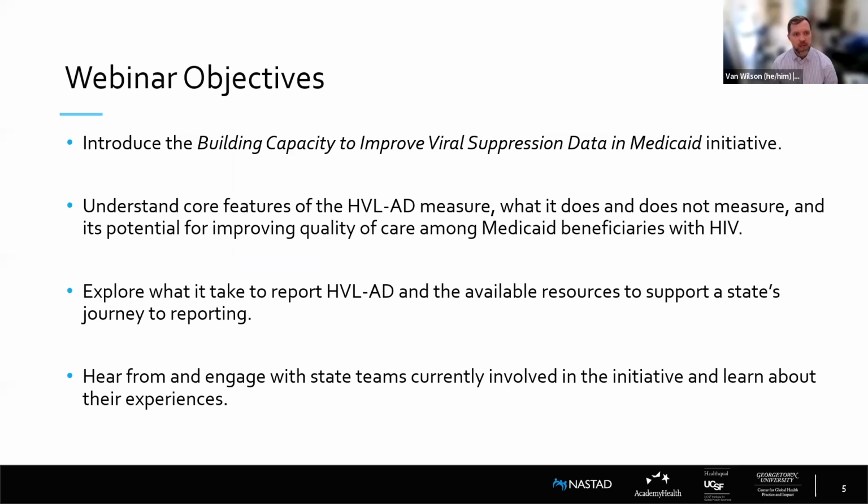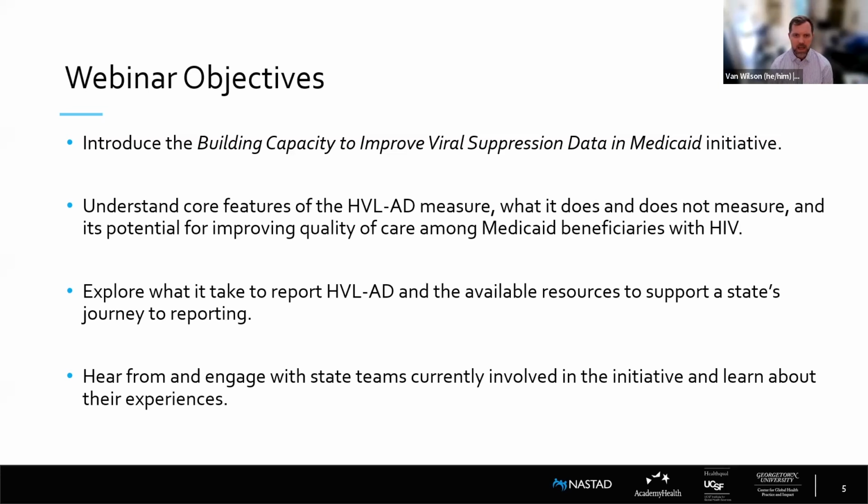So really quick, our objectives today. The biggest one is we're going to introduce our initiative, which HRSA has called Building Capacity to Improve Viral Suppression Data in Medicaid. We're going to understand the core features of the HIV viral load aggregate data measure. It is included in the Medicaid Adult Core Measure Set. We're going to learn what it does not measure, and its potential for impacting quality of care for Medicaid beneficiaries living with HIV.